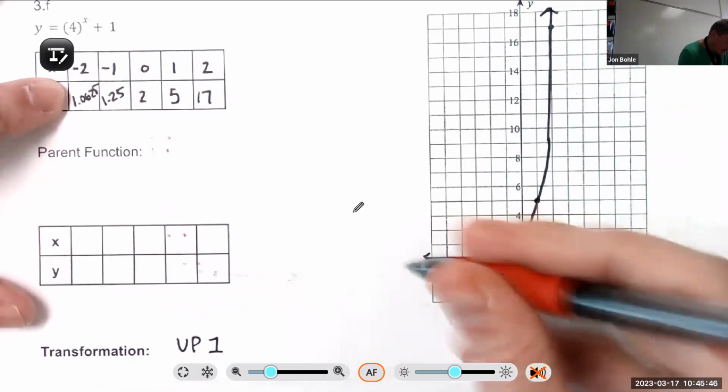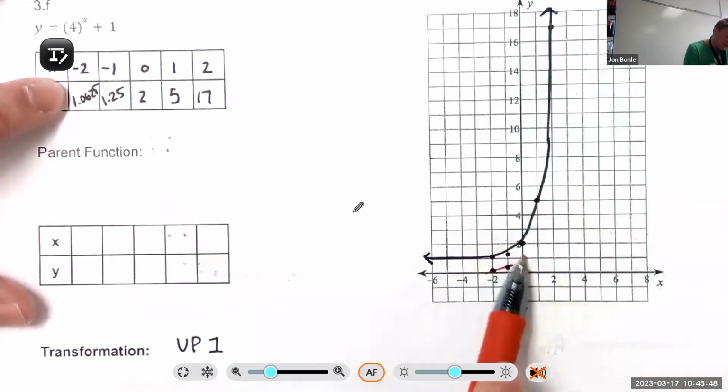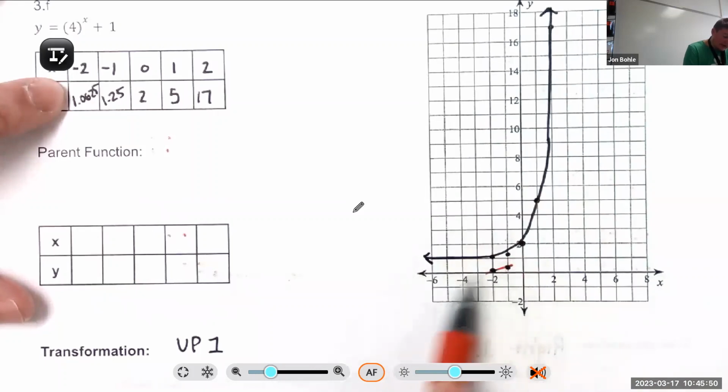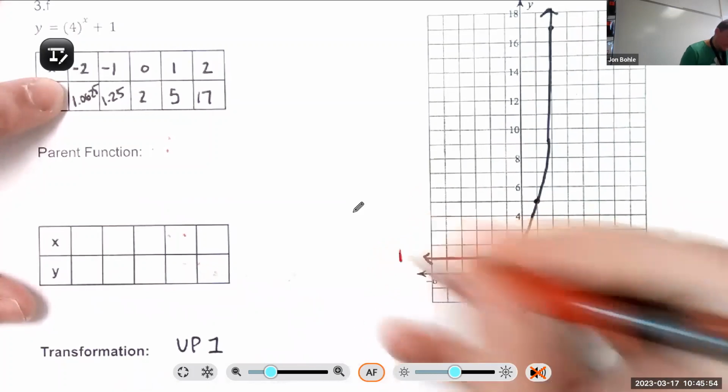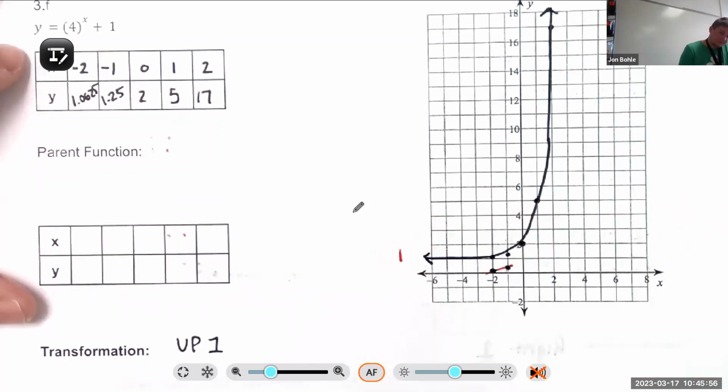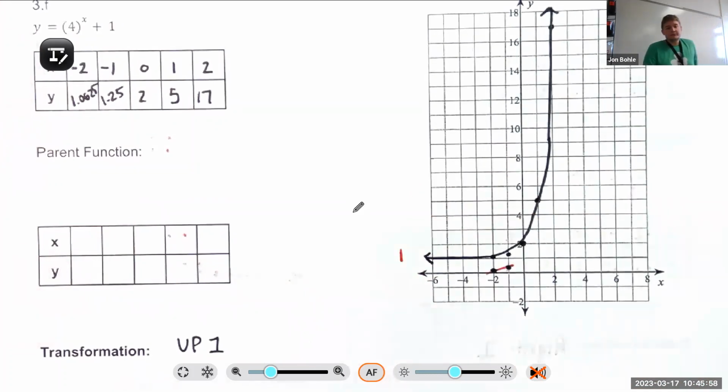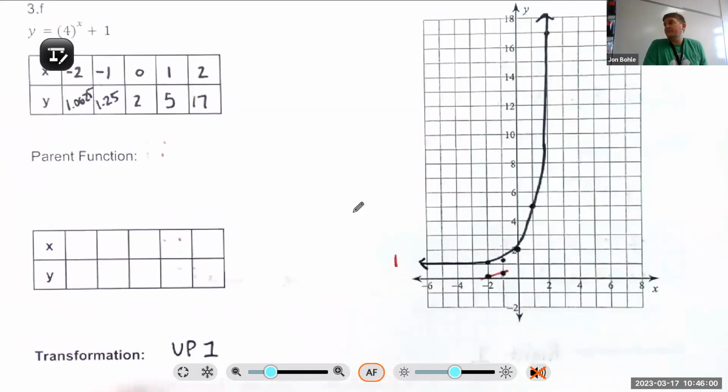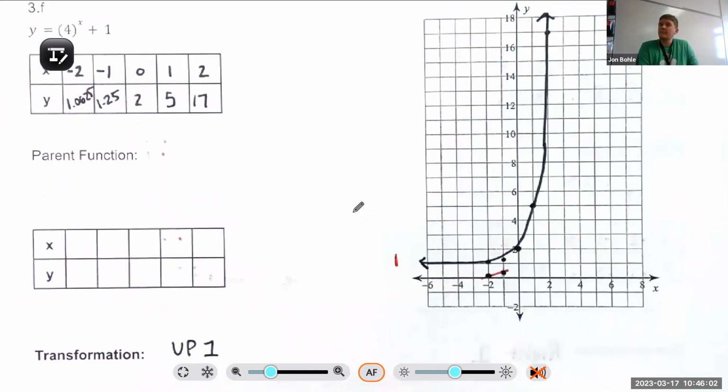Okay, and then my horizontal asymptote is at what y value now? It's normally at 0. Now it's at what y value? 1. Yep. Any questions about that? All right, that's actually the last of the 3 transformations we're going to cover.